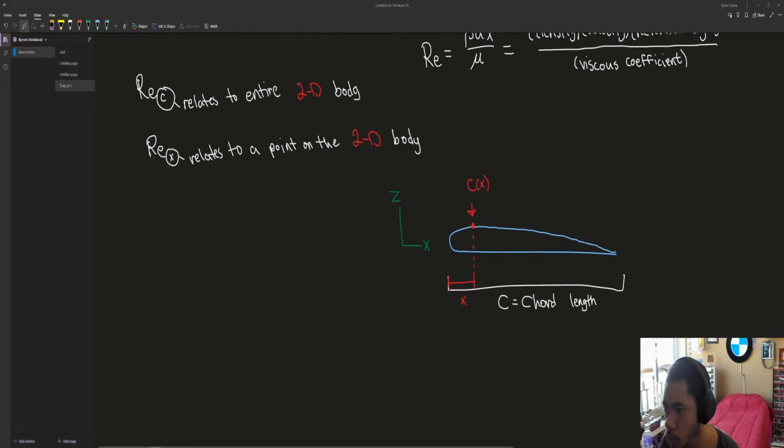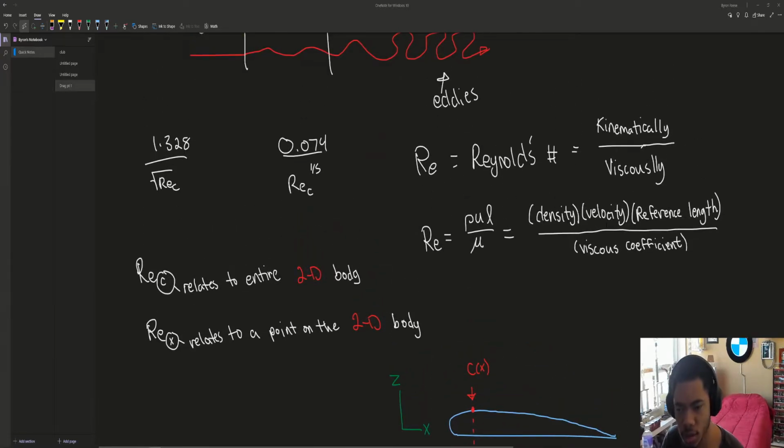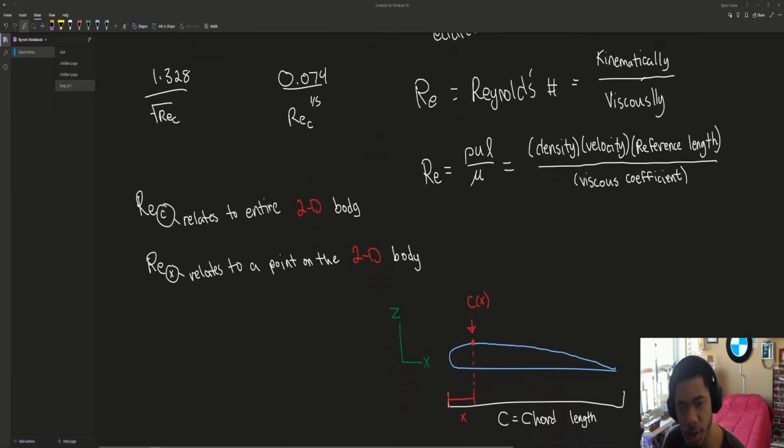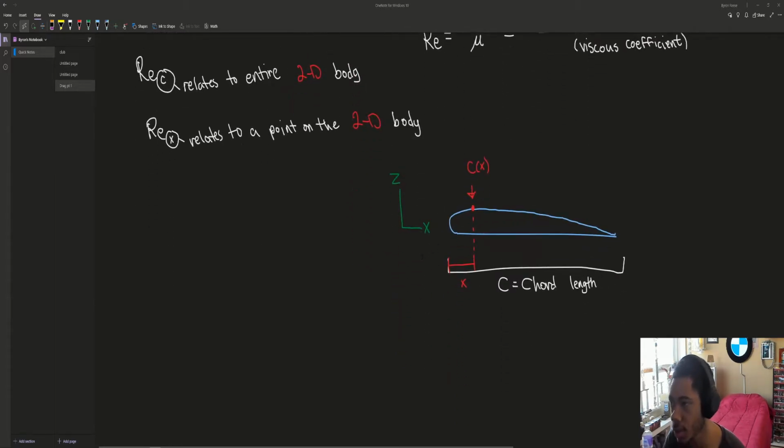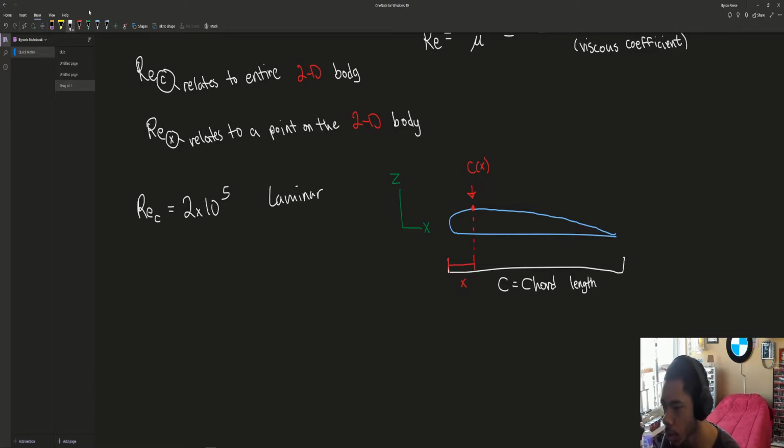So, this is what the Reynolds number is. It's your density, velocity, reference length, over viscous coefficient. And it's your kinematics. So let's say we have... I'll go and just give you an example. Laminar flow is usually under a Reynolds number of 2 times 10 to the 5th. So we're going to go ahead and use Re_c equals 2 times 10 to the 5th for our laminar region. And then we're going to use Re_c equals 5 times 10 to the 6th for our turbulent region.